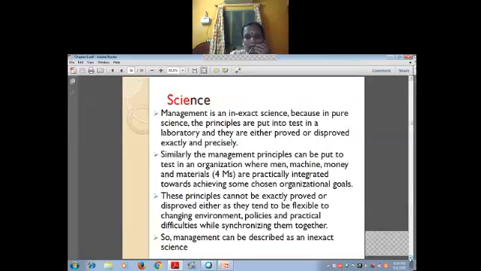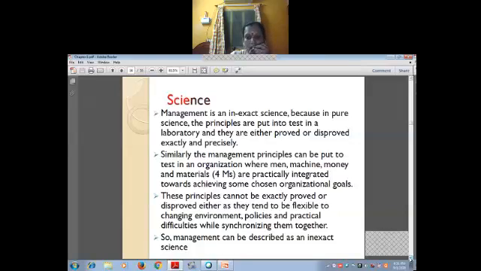Management is an exact science because in pure science, principles are put to the test in the laboratory, and they are either proved or disproved exactly and precisely. Similarly, management principles can be put to test in an organization where men, machine, money, and material, all the M's, are partially integrated towards achieving some chosen organizational goals. So everybody will work together, isn't it? Machine will work, money will work, men will work, material will work.